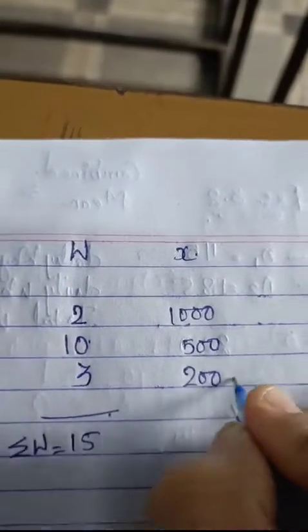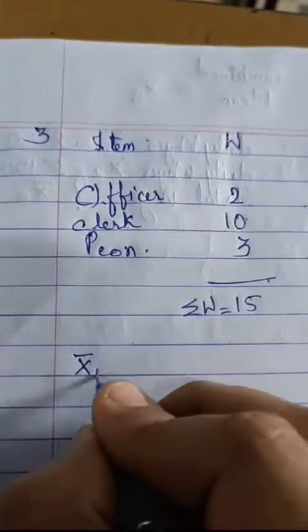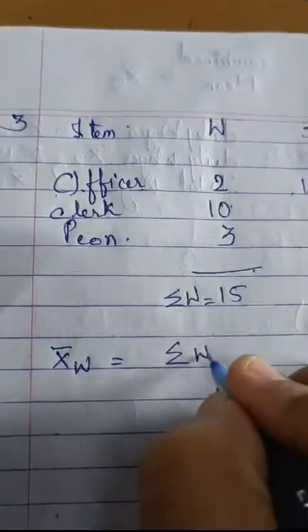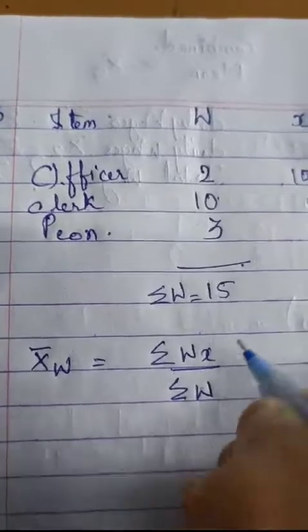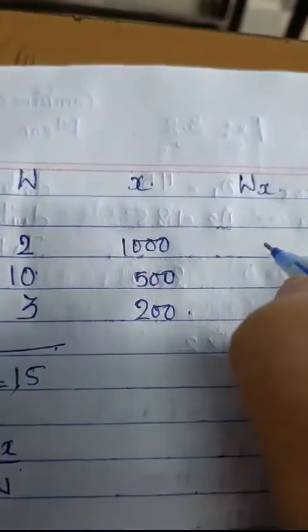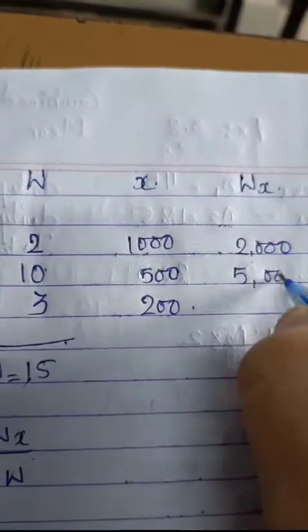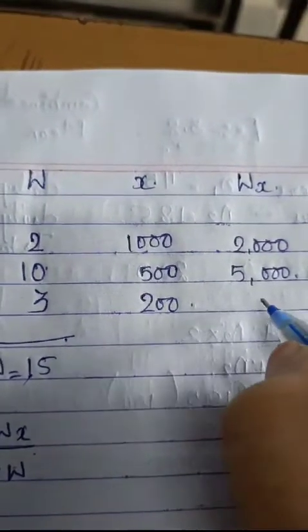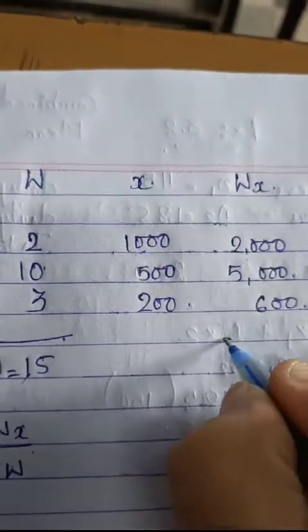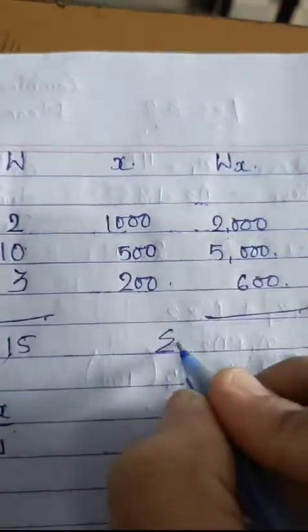Now what is the x, the contribution they have made? Officer gave 1000, clerk gave 500 and peon gave 200. The formula for weighted mean is sigma wx upon sigma w. Sigma w we have found. We need to find sigma wx, the multiplication of w and x. So 2 multiplied by 1000 is 2000. 10 multiplied by 500 is 5000. 3 multiplied by 200 is 600. Now we need the total, that is sigma wx.